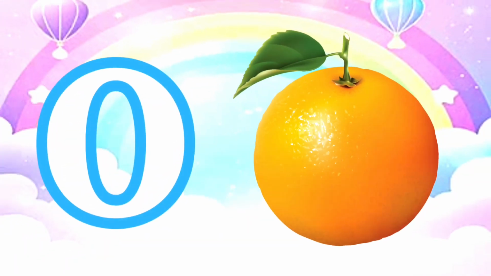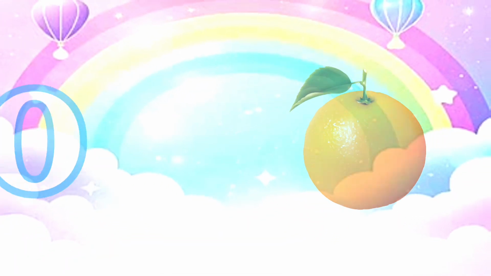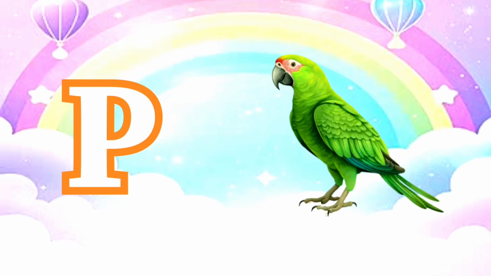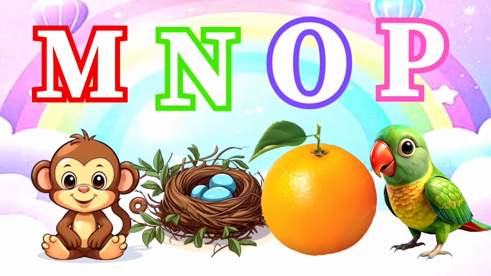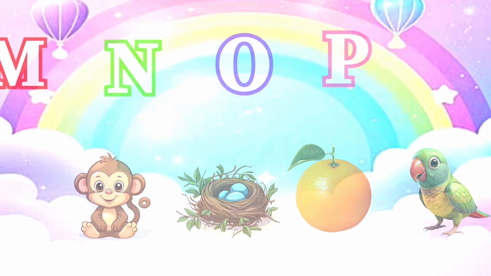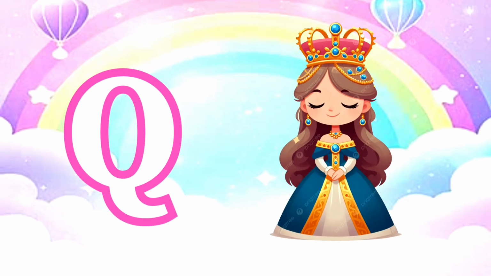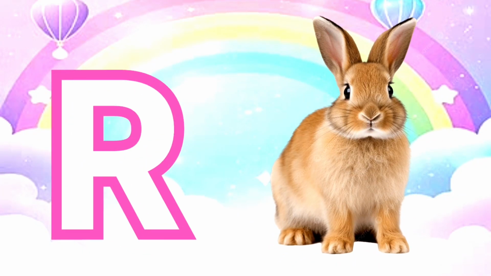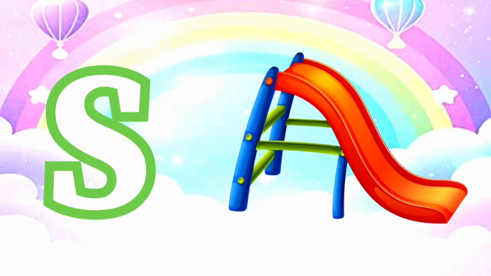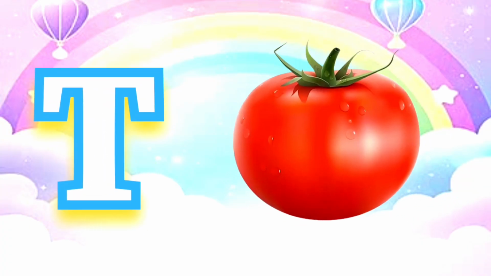O for orange. P for parrot. V is for van. W is for whale. Q for queen. R is for rabbit. S for slide. Now you know your T for tomato.